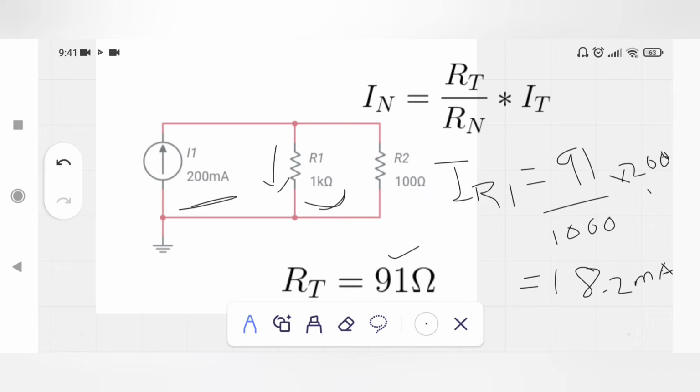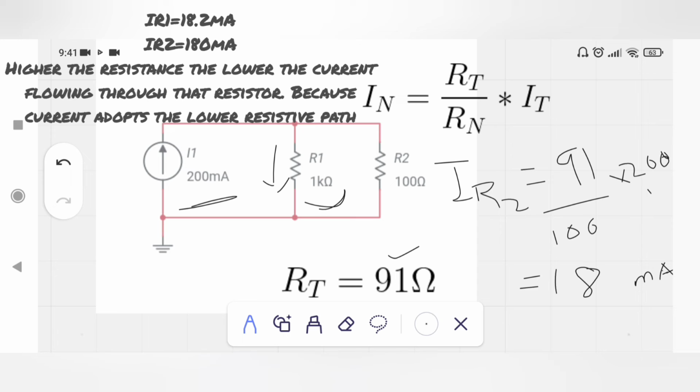Very simple. The same formula for R2, change it to 2, and it is 100 ohm, and it is multiplied by 200, and its value is 180 milliampere. Very simple. I hope you understand.